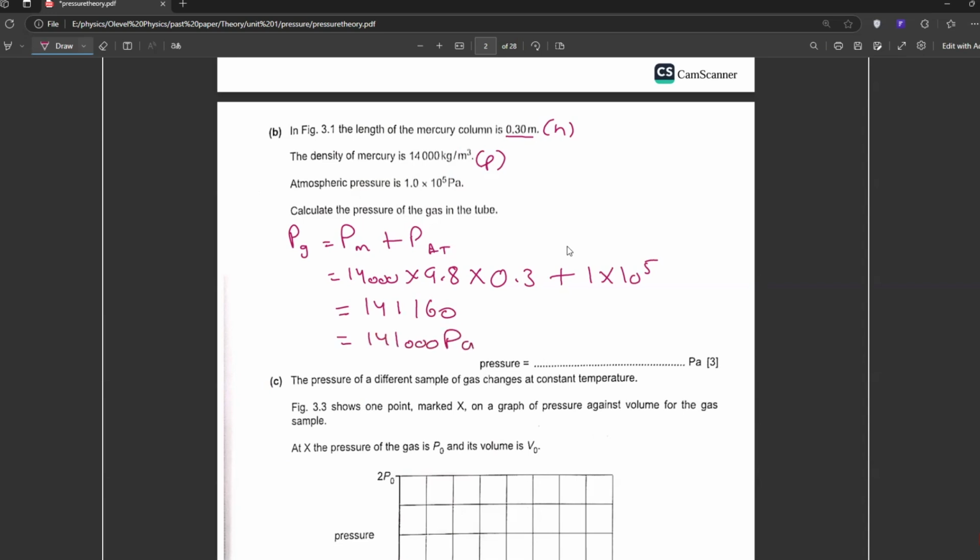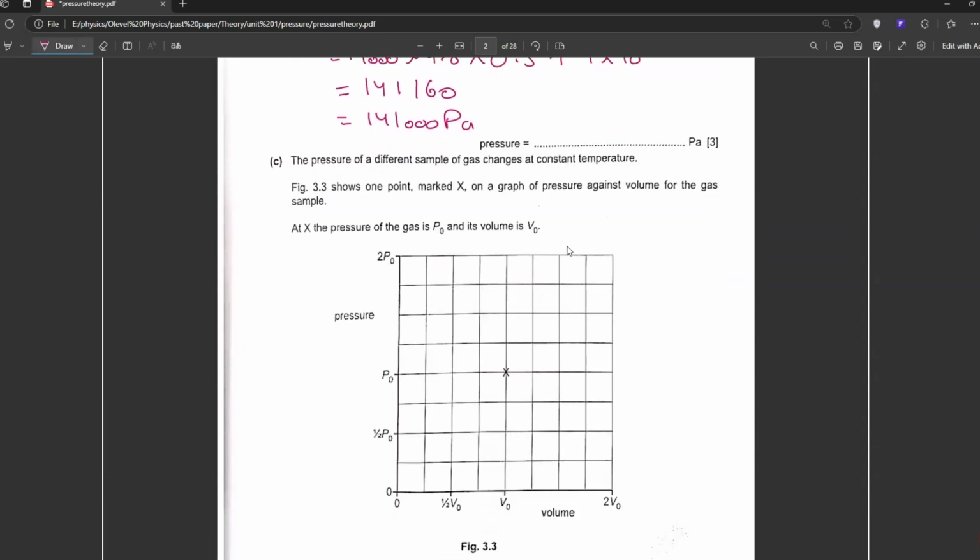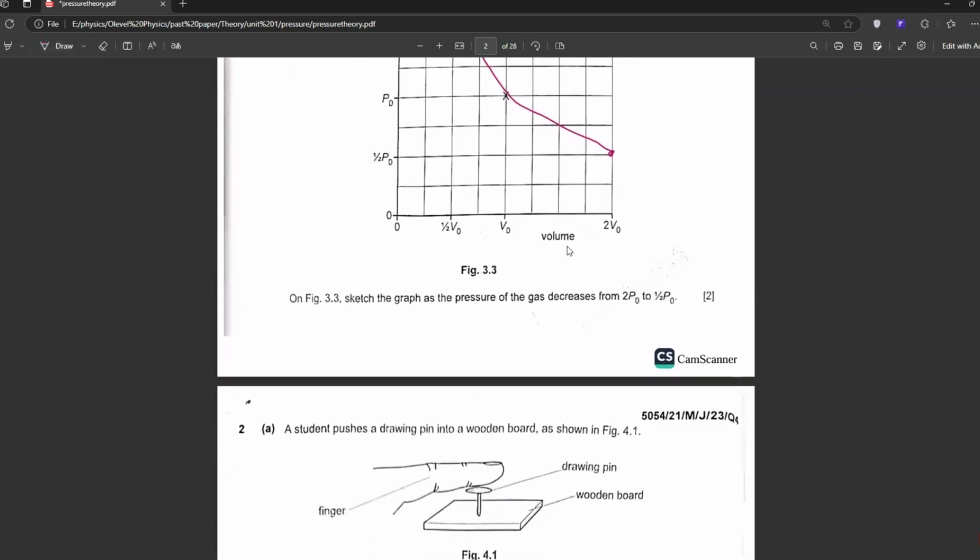Let's further move ahead. The pressure of a different sample of a gas changes at constant temperature. Boyle's law is being applied. Figure 3.3 shows one point marked X on a graph of pressure against volume for the gas sample. At X, the pressure of the gas is P naught and the volume is V naught. If you double the pressure, the volume will halve. If you double the volume, the pressure will halve. So your graph will be somewhat like this, a curve. You can draw a better curve with a pencil.